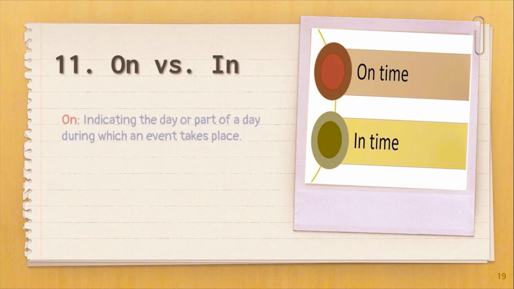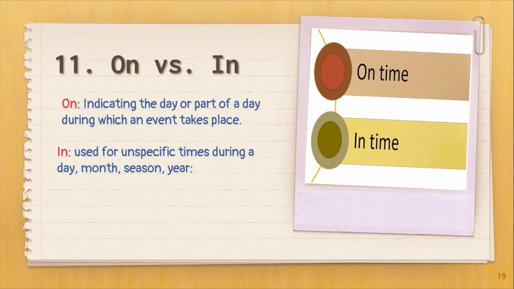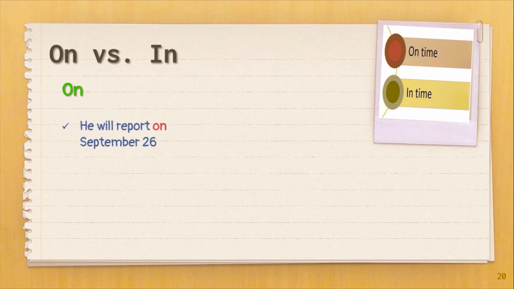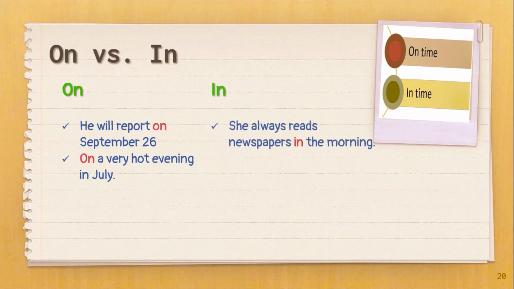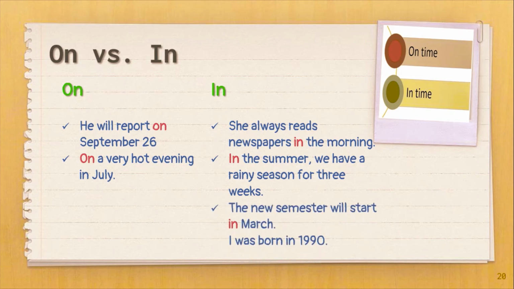The 11th grammatical error is on versus in. On indicates the day or part of a day during which an event takes place, while in is used for general times during a day, month, season, or year. Let's use it in a sentence to clarify. On. He will report on September 26th. As you have seen, there's a date, there's a month. So it is a specific time and date. On a very hot evening in July. In. She always reads newspapers in the morning. In the summer, we have a rainy season for 3 weeks, so it does not specify any time or day. The new semester will start in March.